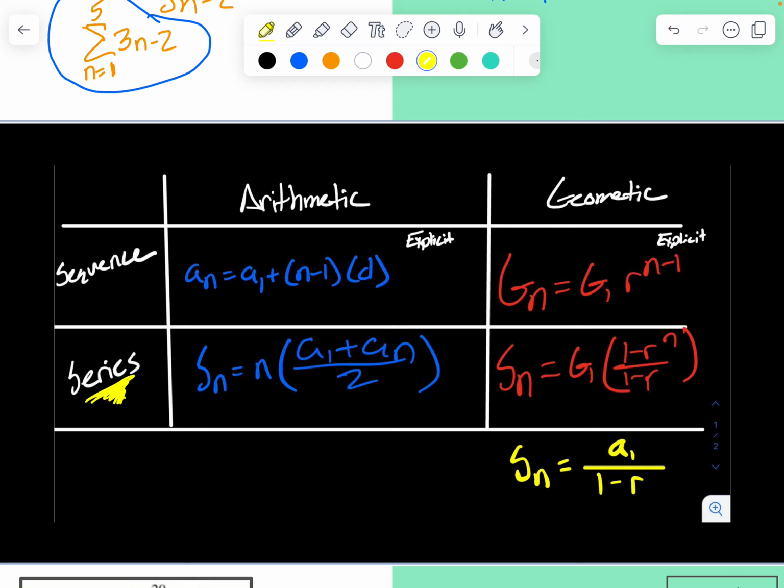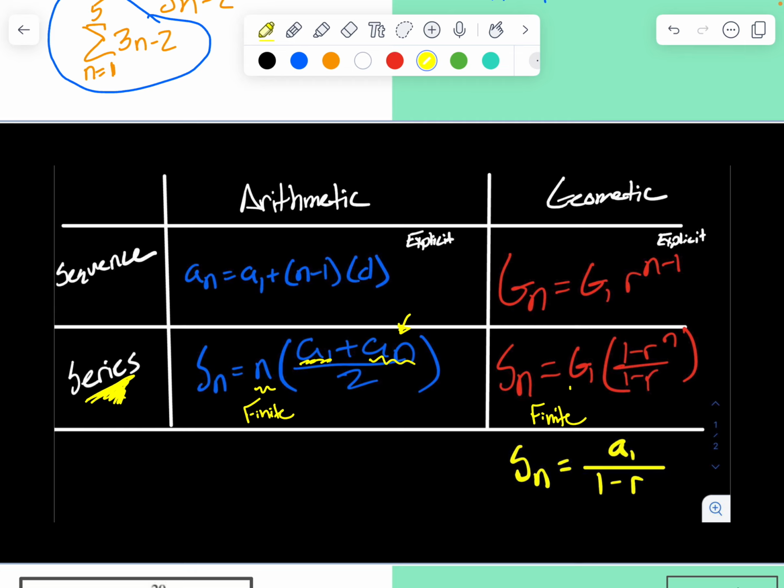Now in this next line, you've got the series formulas, meaning the sum. The sum of a finite arithmetic series is n, meaning the number of terms, times parentheses, our first term plus whatever our last term is. If we want the sum up to 50, we'd have to plug 50 into our equation and find the 50th term. Divided by 2.